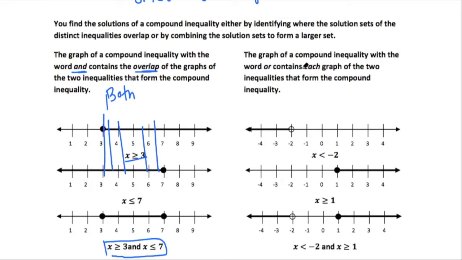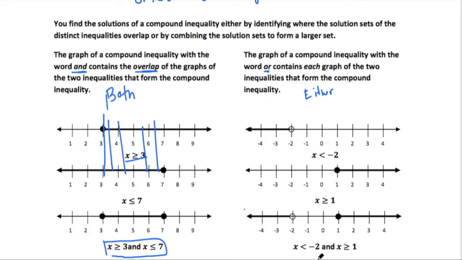On the other hand, the graph of a compound inequality that contains the word "or," it's where either graph is true, where either one exists. So for the graph x is less than -2, we see it there. For greater than or equal to 1, we see it there. So this graph on the bottom is the places where either of them exist.